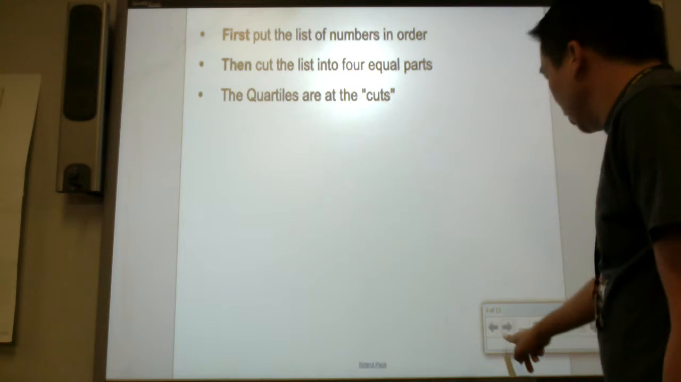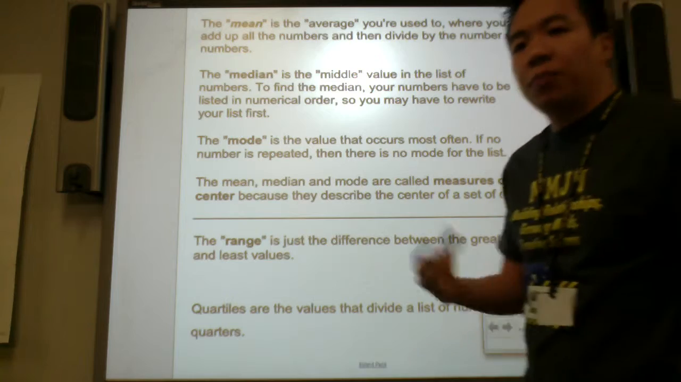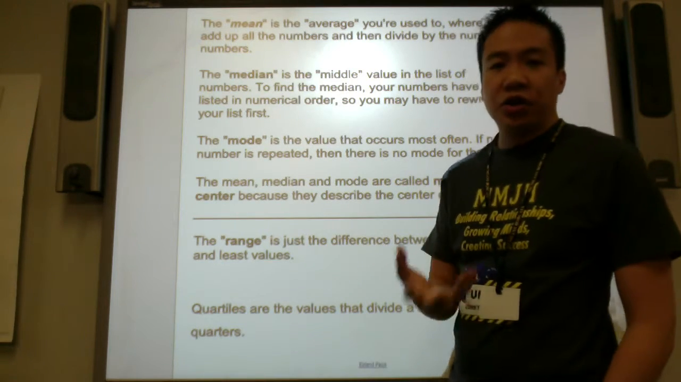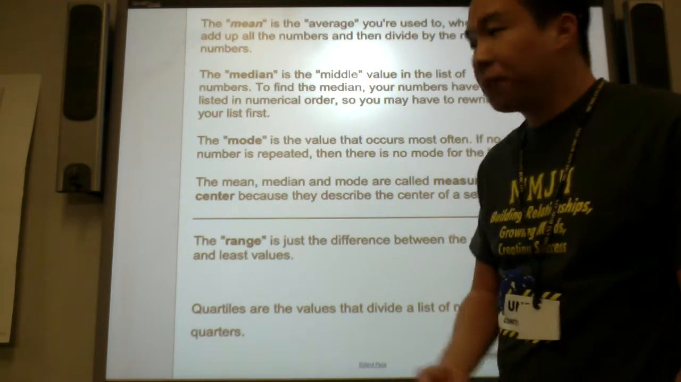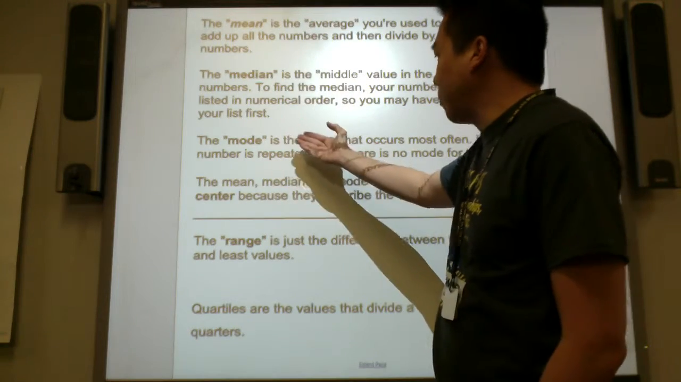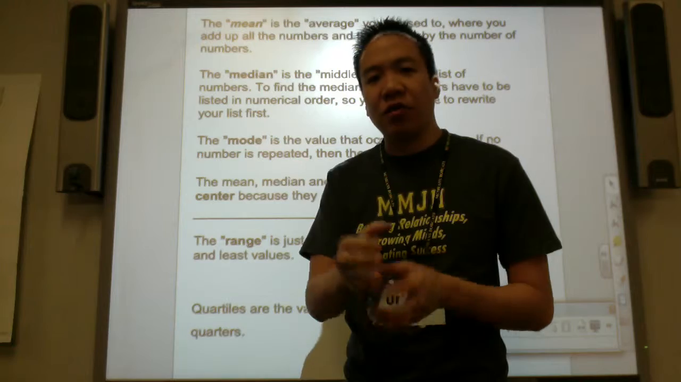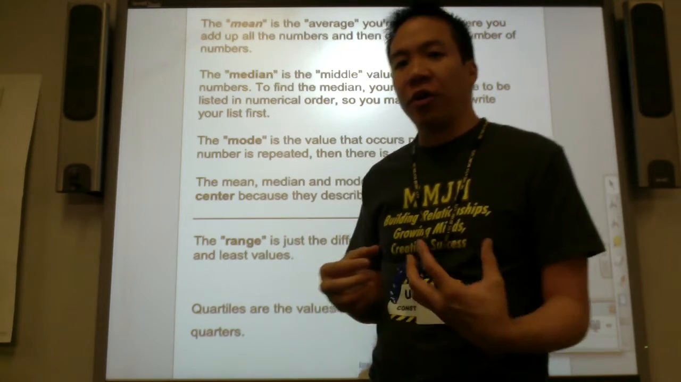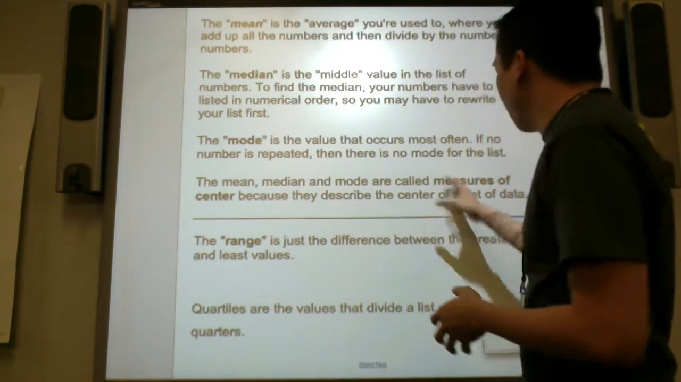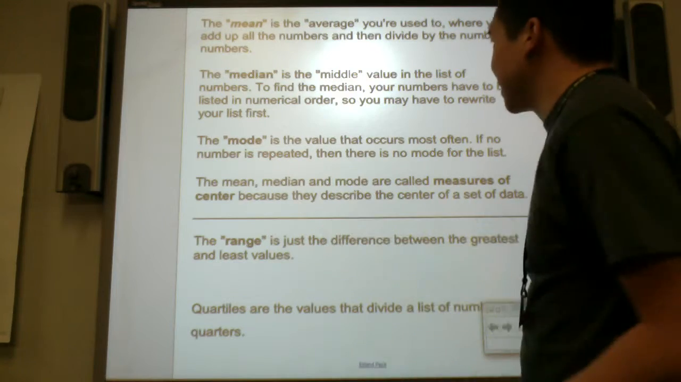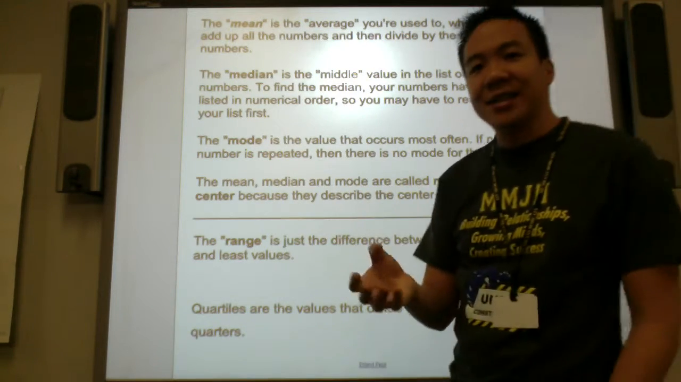So, we're going to put everything we've learned so far together. Measures of center are mean, median, and mode. These are all called measures of center because they describe the data in the center. If you arrange them or solve it, you'll find that most of these are in the center of the data set. So mean, again, is average.